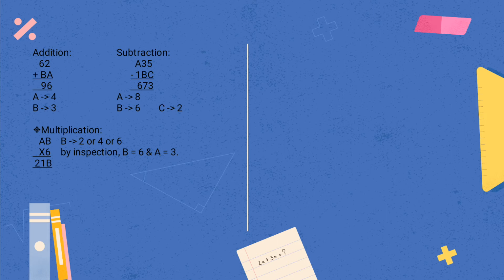Moving on to next, in the case of multiplication, if you multiply a number, say ab, by 6, the result you are getting is 21b. So you can see that b can take three values, either 2 or 4 or 6, but not all of them. Let's see which value will support for b.